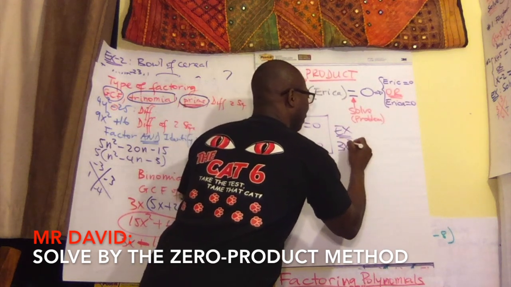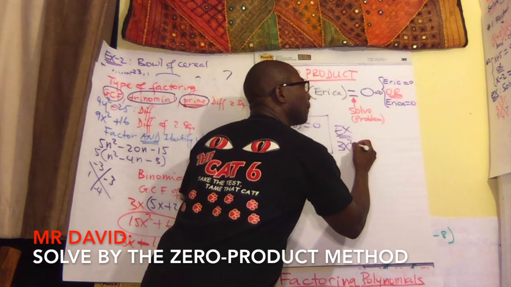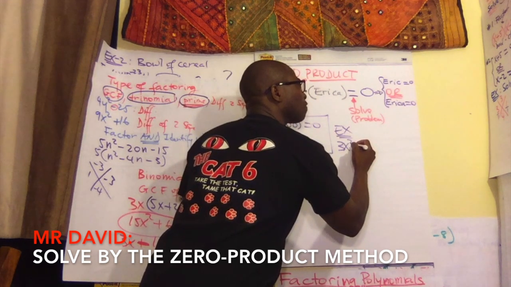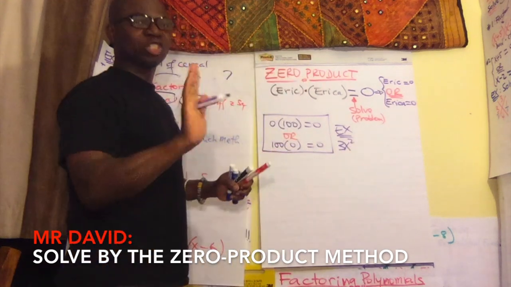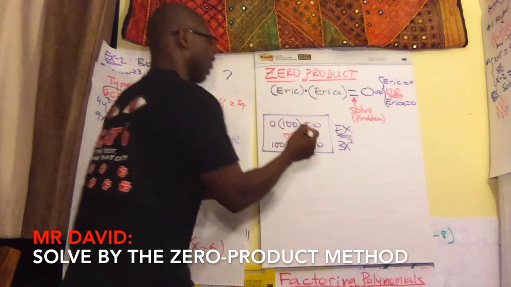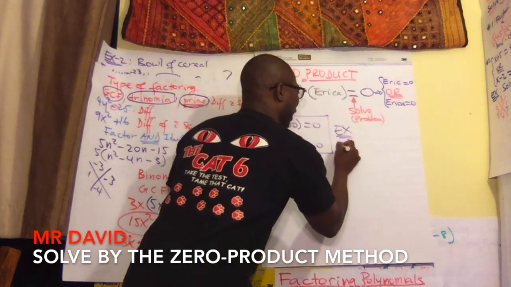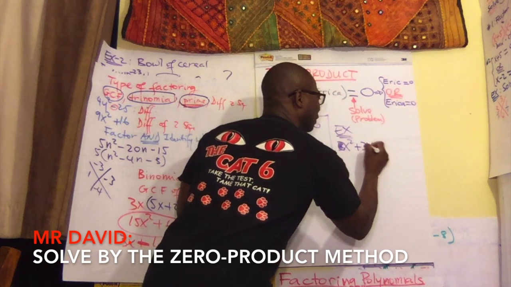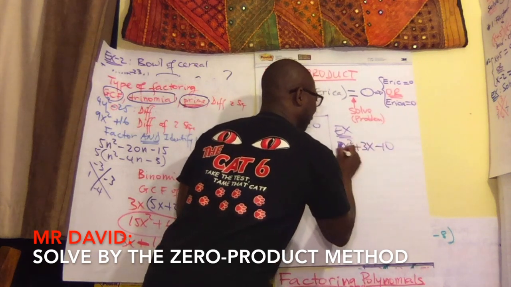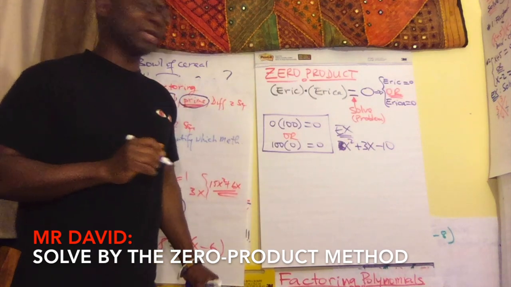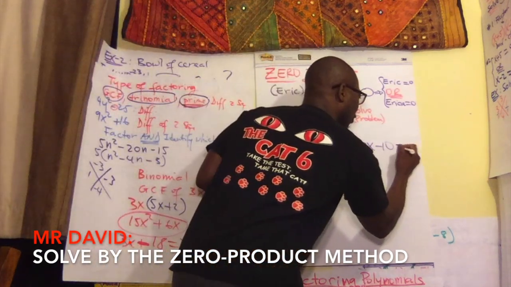No, I'm going to change that example. I don't like that one. Let's start with something much easier. Okay, let's say x squared plus 3x minus 10 equal to 0.